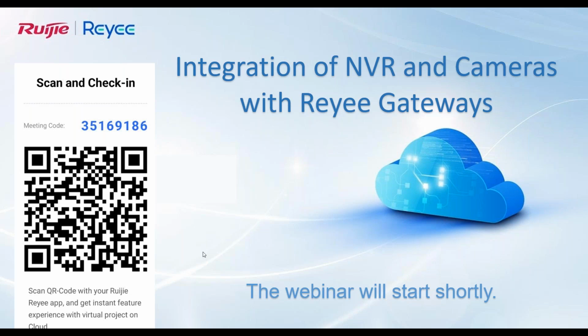Well, why is it important to make the integration of NVR and cameras with Reyee gateway? This integration offers several benefits that enhance efficiency, scalability, and effectiveness of surveillance and security systems. One of these benefits is the centralized management. With Reyee Cloud, you can centrally manage both the NVRs and the cameras, and this will simplify the process of monitoring, updating, and maintaining the systems, especially for large-scale deployments.